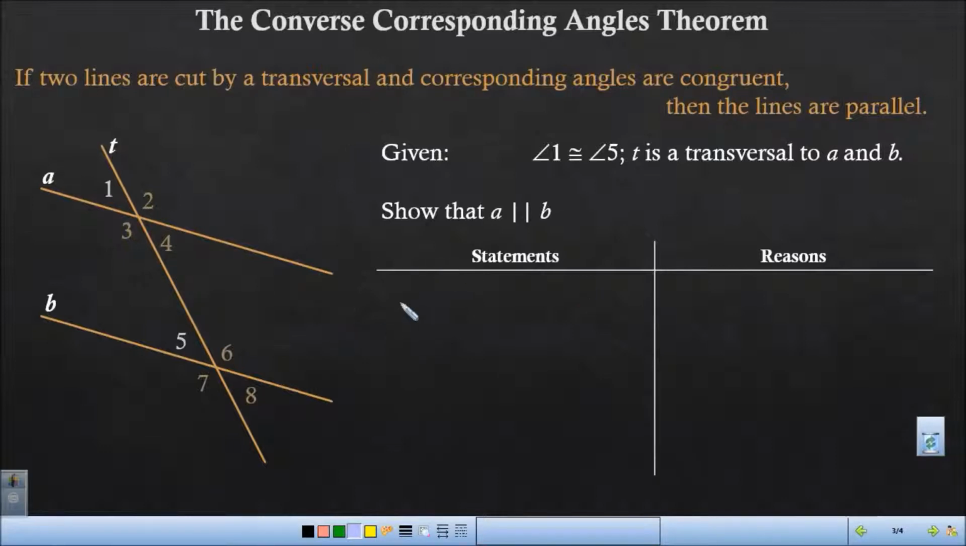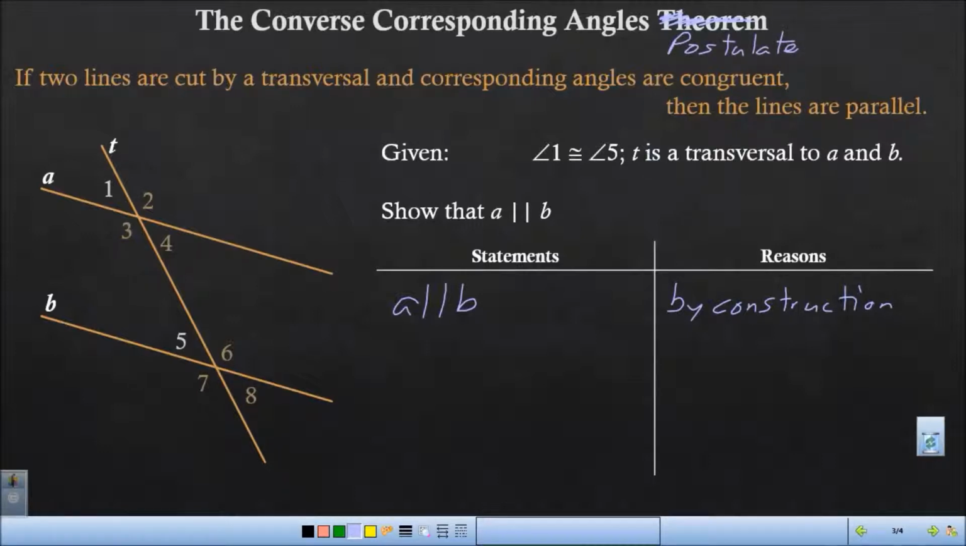We say that A is parallel to B by construction. Okay, and again, that's why this one isn't really called a theorem, it's called a postulate.